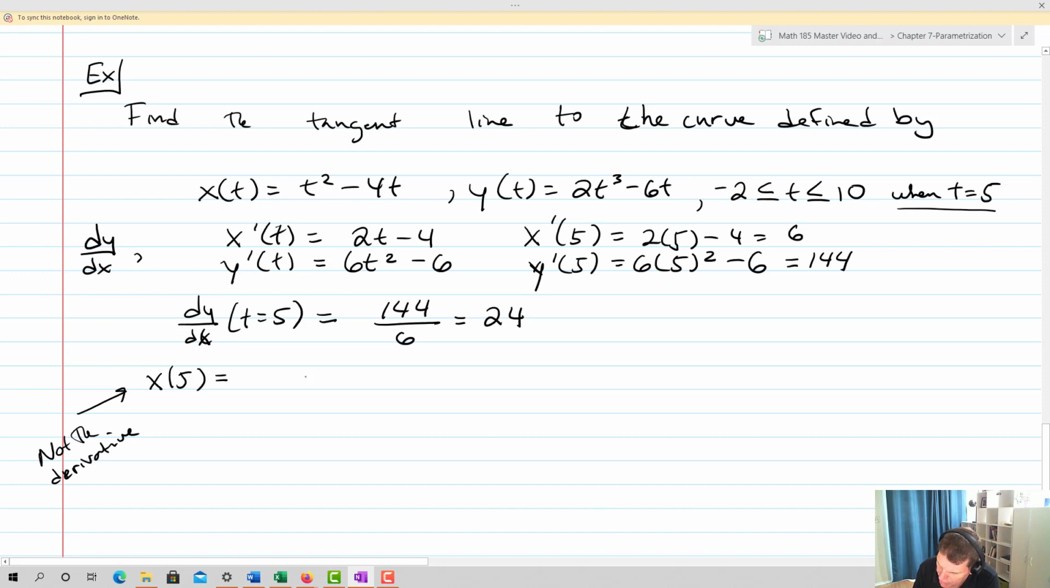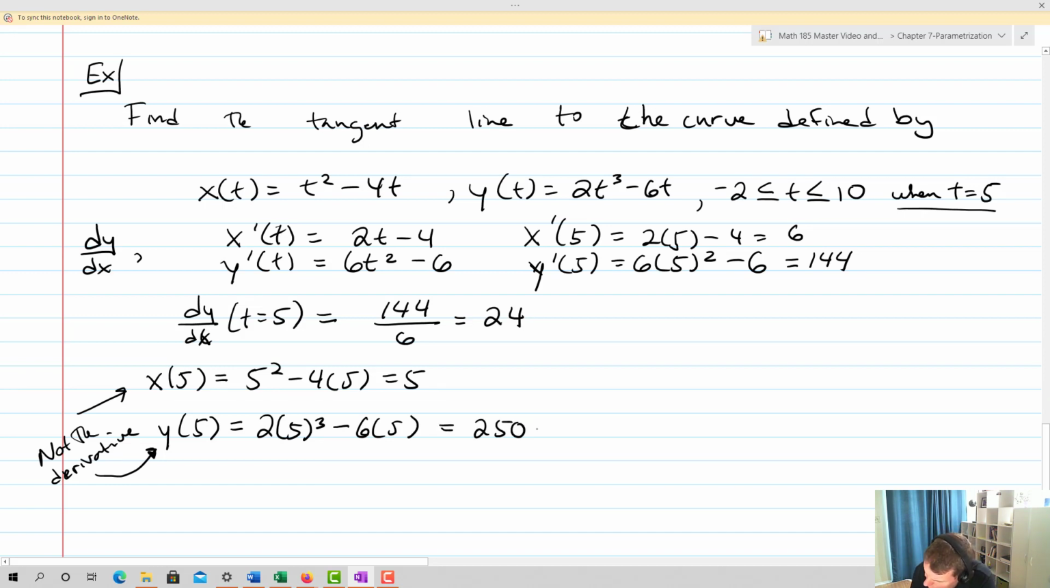I find x of 5, and that'll be 5 squared minus 4 times 5, which equals 5. And then I'll find y of 5, same thing, not the derivative, okay, which is 2 times 5 cubed minus 6 times 5. And so this ends up being 250 minus 30, which equals 220.